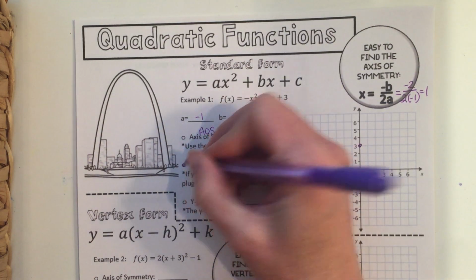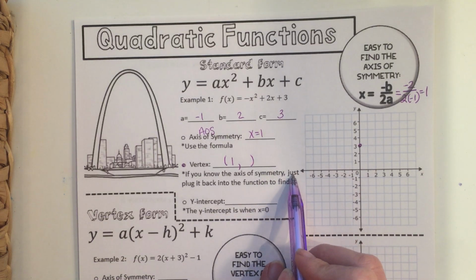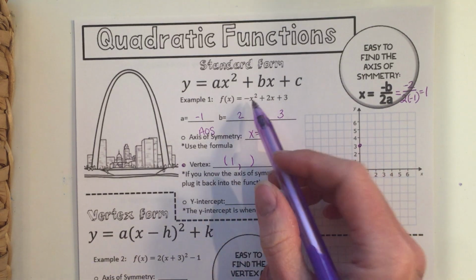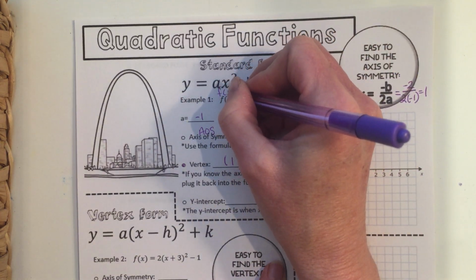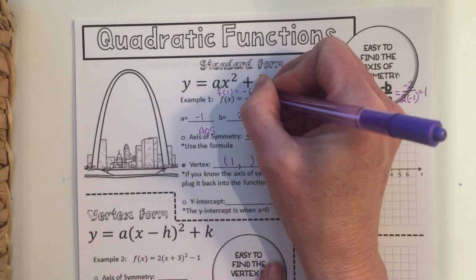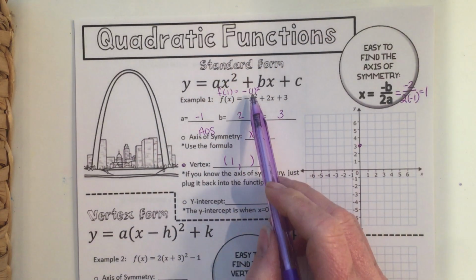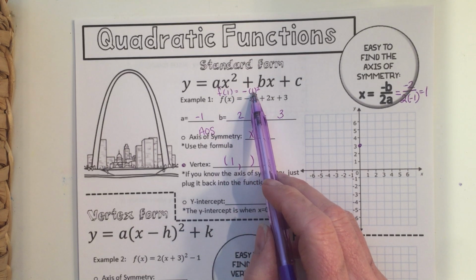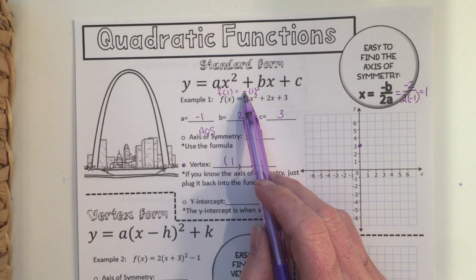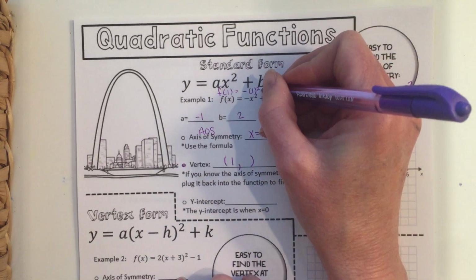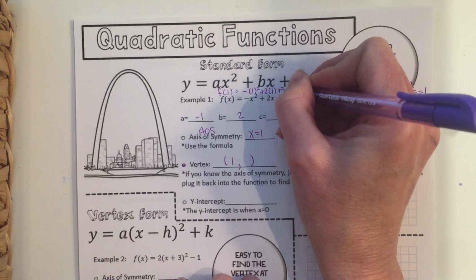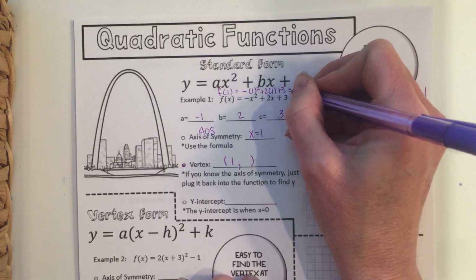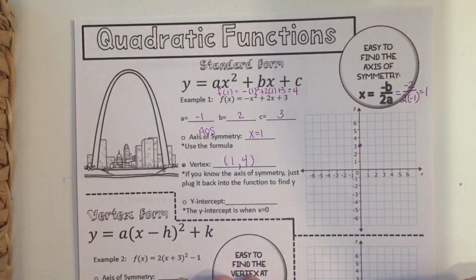So now that we have the vertex, if we want to know the y value, we're going to just plug the x value back into the function to find my y. So up here, if I want to find y, I'm going to find f of 1. So it's negative, and then the only part being squared is just the x. So it's just the 1 being squared. This is not negative 1 squared. This is just a negative in front of 1 squared. Plus 2 times 1 plus 3. So this problem gives me a negative 1 plus 2 plus 3, or a 4. So my y value would be 4.